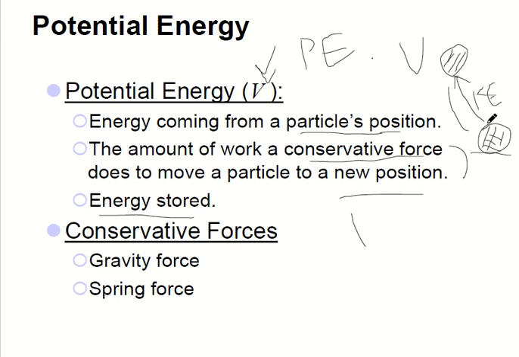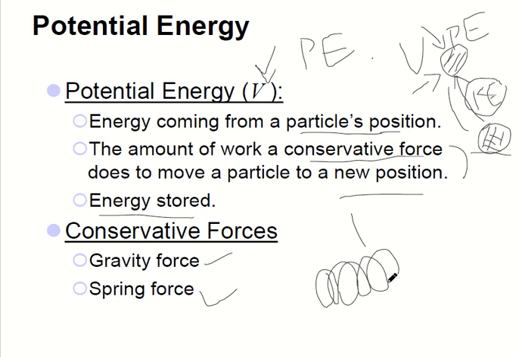The amount of work a conservative force does to move a particle to a new position. This is the new position. And when you get to the new position, it also has another different potential energy. It depends on where that position is. So conservative forces are gravity, and the other one is spring. A spring like that, you stretch it and then you release it, it's going to go back to the same form. When we say the spring goes back to the same form, it means the entire thing is taking place in the space.